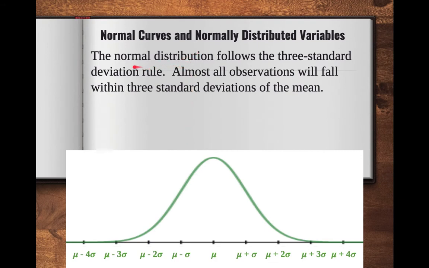But again, we talked about this when we talked about standard deviations. Normal distribution follows the 3 standard deviation rule. Almost all of your observations are within 3 standard deviations of the mean, as you can see in this graph here. There's a little bit once you get past mu plus 3 sigma or mu minus 3 sigma, but it's basically really hard to see that.